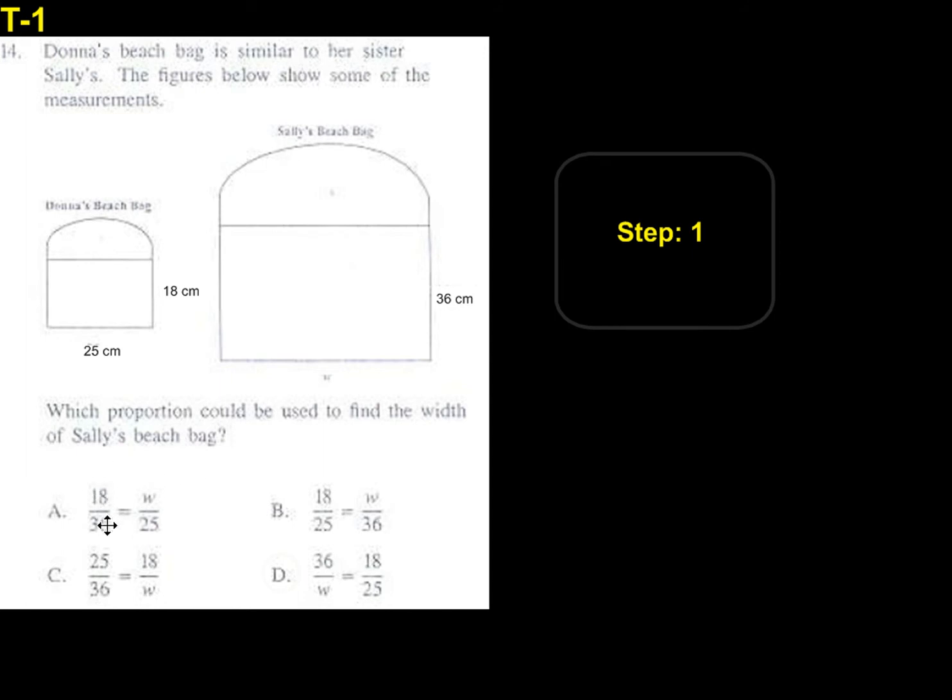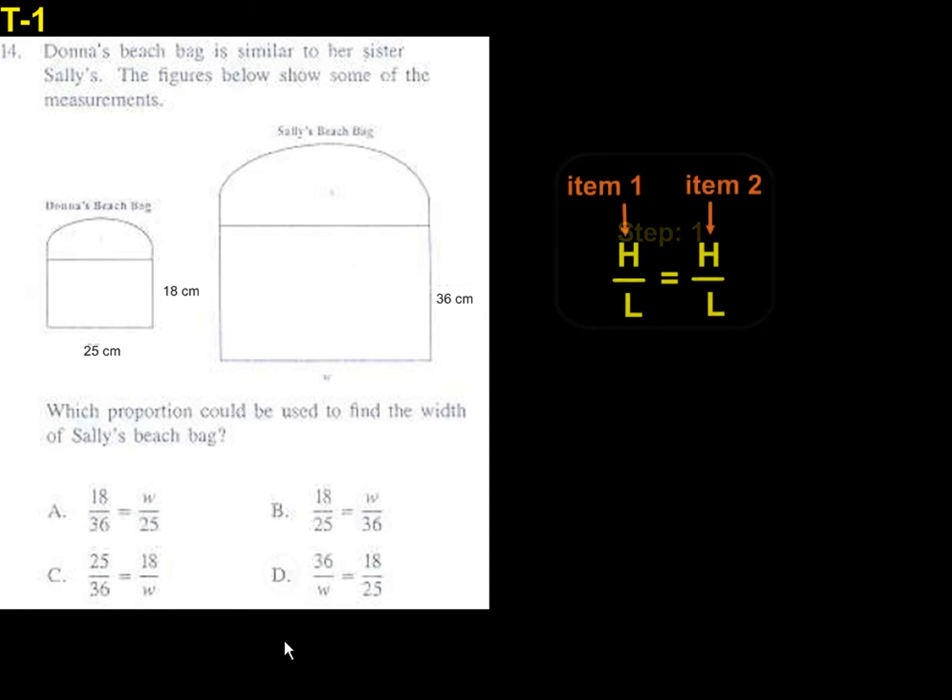So in A, we have 18 and 25 not in the same ratio. We can rule out A. If we go to B, we have 18 and 25 in the same ratio, but horizontally 36 is matched up with 25. Those are not corresponding sides. C, we have 25 over 36, so that cancels that out immediately. And D, we have 18 over 25, and 36 is set up with 18. They are similar sides, so that works. Another way to look at it is we want to have height over length and height over length. And of course D does work for that.